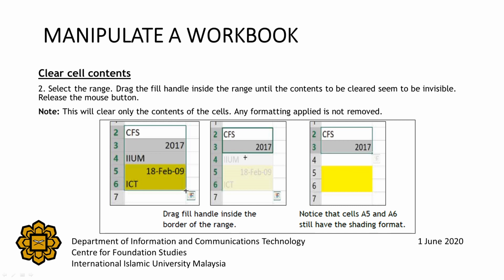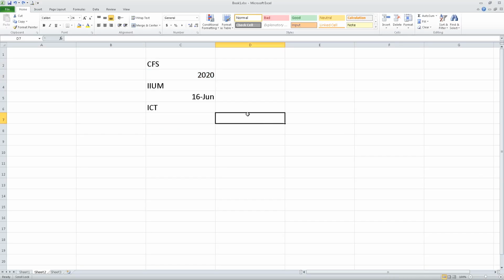So for example, we go back to our Microsoft Excel here. I format it, for example, I put a background color here. I just want to show you that when we use the fill handle to clear cells, it doesn't clear the format, it just clears the content. I want to remove C4, C5 and C6. Remember that, C4, C5 and C6.